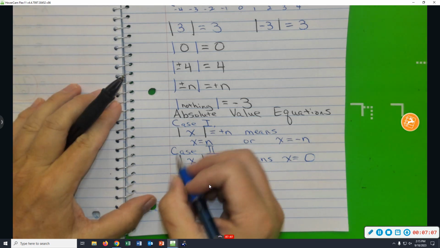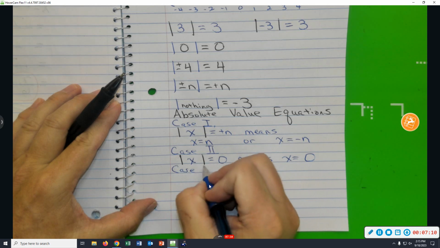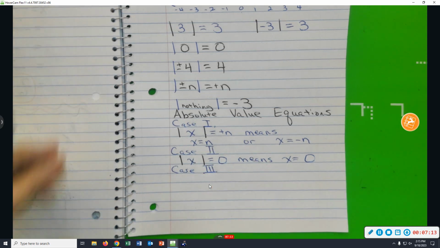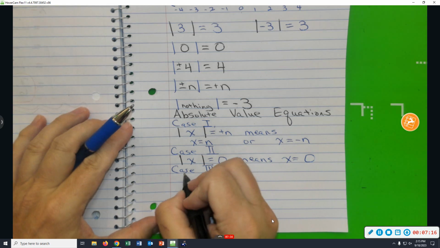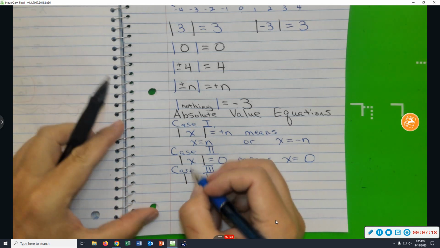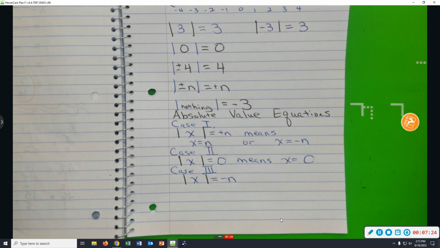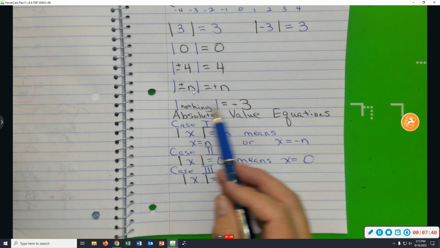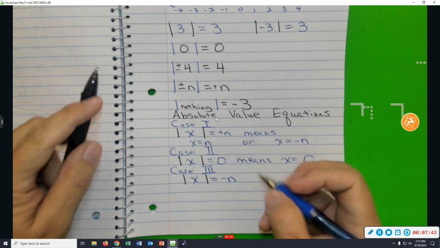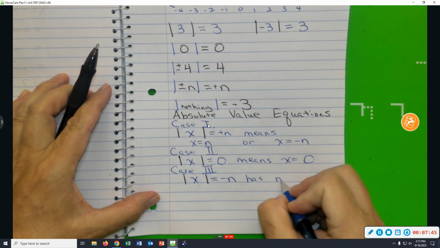Third and final case, case 3. If we have an absolute value by itself on one side and a negative number on the other side, is that ever going to happen? It doesn't matter what you have inside there. When you take that absolute value, you're not going to get a negative number. I'll say has no solution.